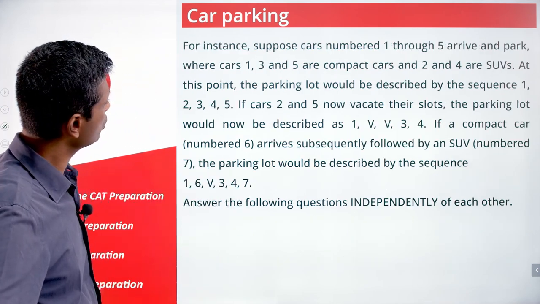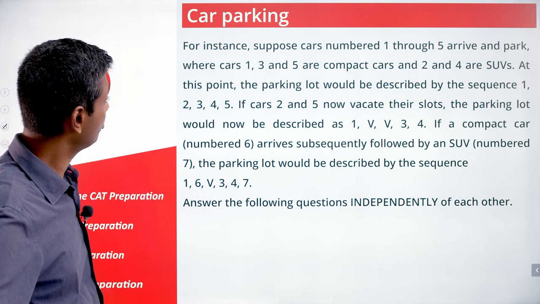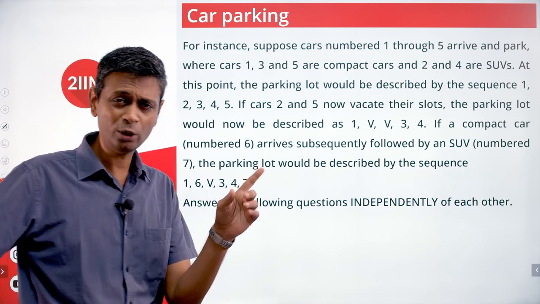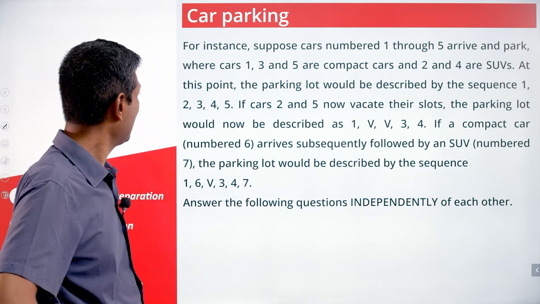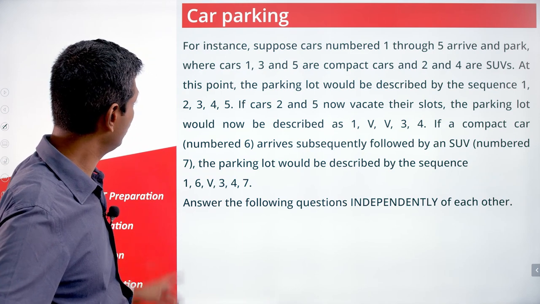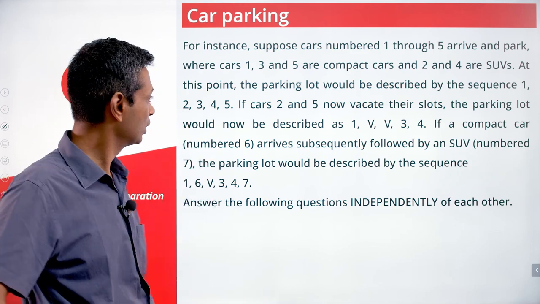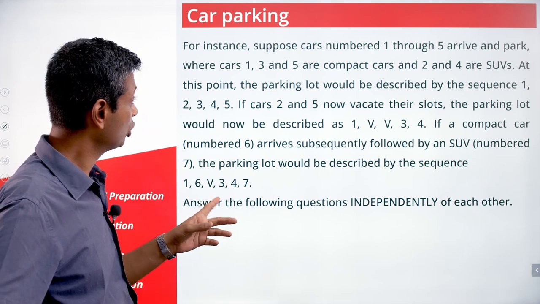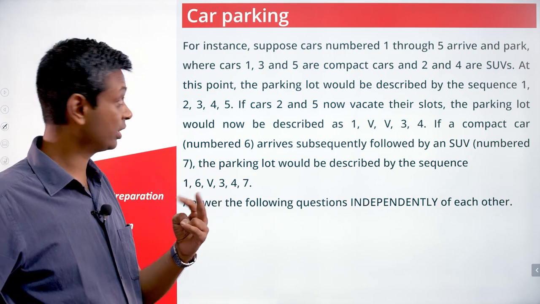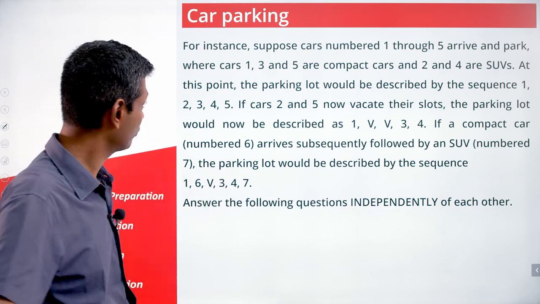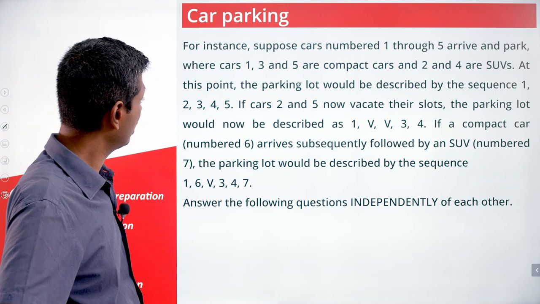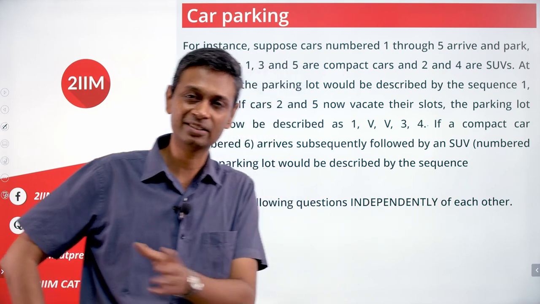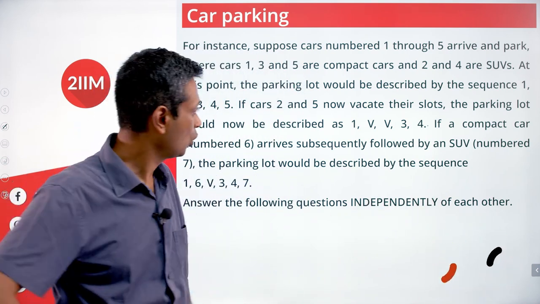For instance, suppose cars numbered 1 through 5 arrive and park, where cars 1, 3 and 5 are compact, 2 and 4 are SUVs. We'll have 1, 2, 3, 4, 5 in a row. At this point, the parking lot would be described by the sequence 1, 2, 3, 4, 5. So far, so good. If cars 2 and 5 now vacate their slot, 2 is an SUV, 2 vacates the slot, there will be 2 vacant slots created. 5 will give only 1 vacant slot. The parking lot would now be described as 1VV34. There is a vacant slot here, there are vacant slots in the end. So he's not putting a V there.